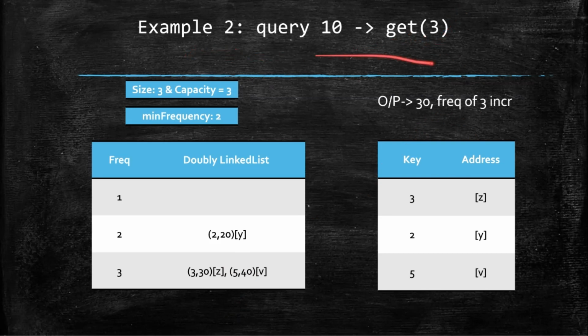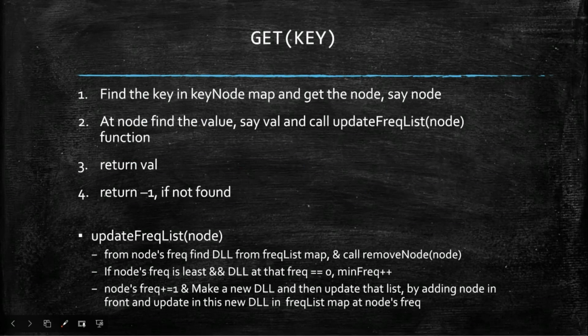So this is example number 2 which I have explained here, with the data structure which I will use in my code for implementing the get function. So from the key which is passed in the parameter, I will find that key in the key node map and extract the node position from the map, and then I will return the value which is present there. If that key is not present in my key node map, I will return -1. And also I will update the frequency of the node.